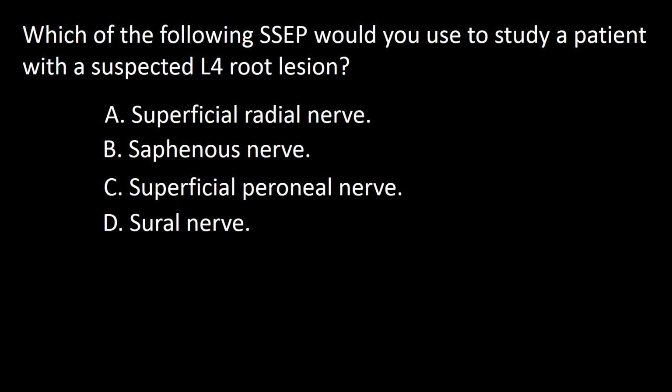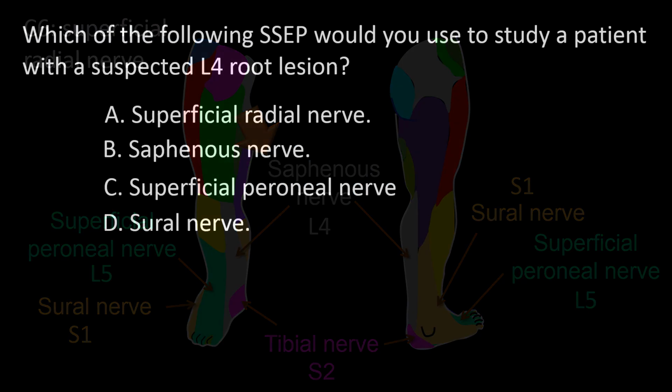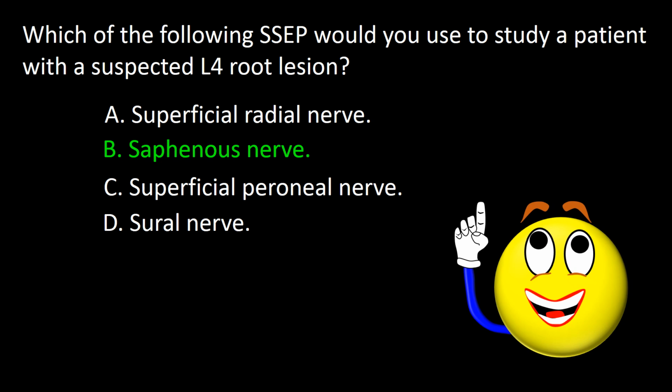Next question. Which of the following somatosensory evoked potentials would you use to study a patient with a suspected L4 root lesion? A. Superficial radial nerve. B. Saphenous nerve. C. Superficial peroneal nerve. D. Sural nerve. Patients with suspected root lesions can be studied by somatosensory evoked potentials. Those suspected of an L4 root lesion are studied using the saphenous nerve territory. So the answer to this question is B.